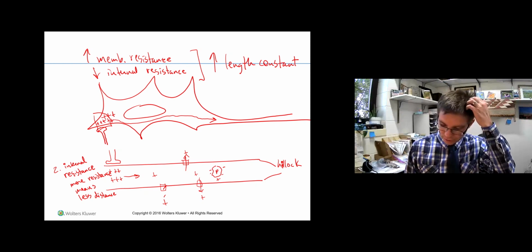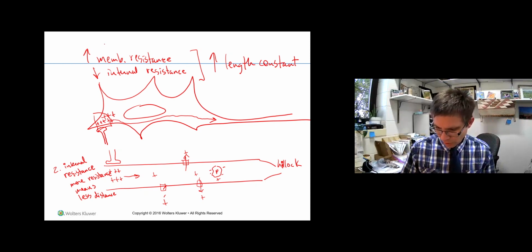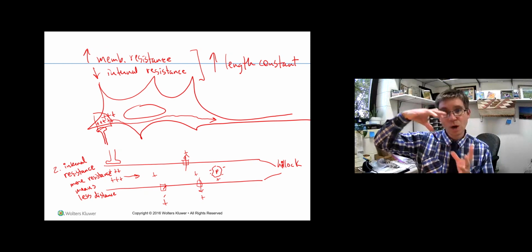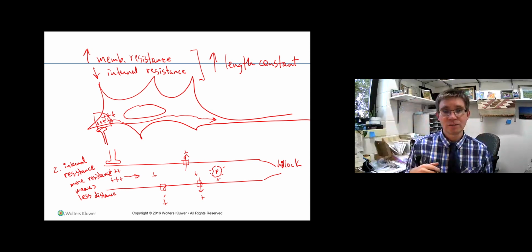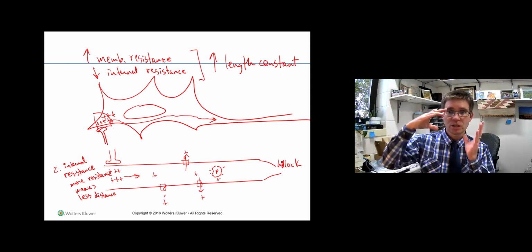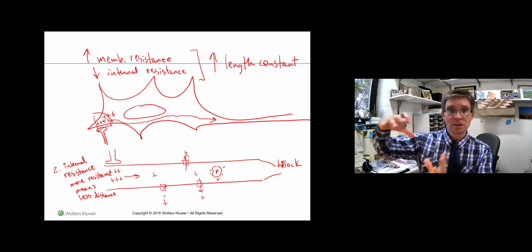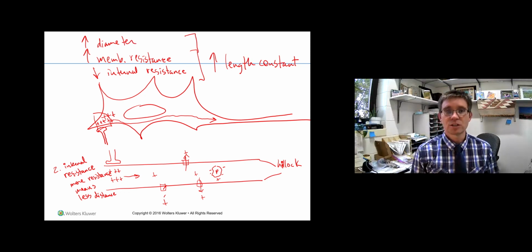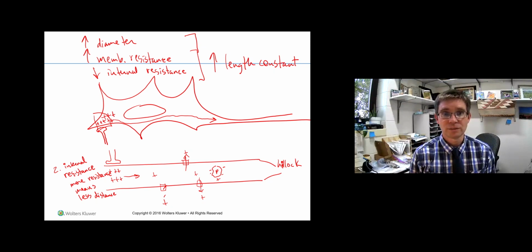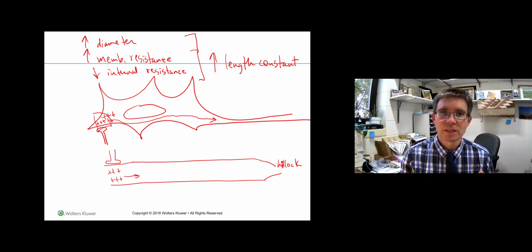The last thing is the diameter. So how wide is your hose? How big of an opening does your hose have? The wider the opening, the better it is for water to travel down. Same thing for these electrical charges. The bigger the hose, the bigger the diameter, the better they can travel down. So increased diameter will also increase your length constant and allow that positive charge to travel further down the dendrite. There's one more thing that can help the positive charge flow down further and increase the length constant.